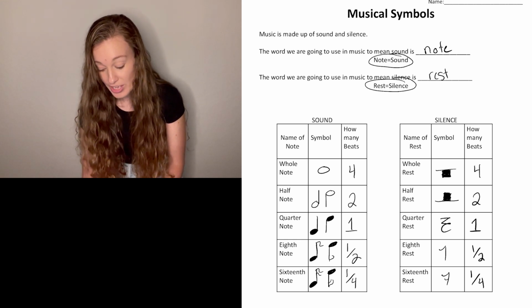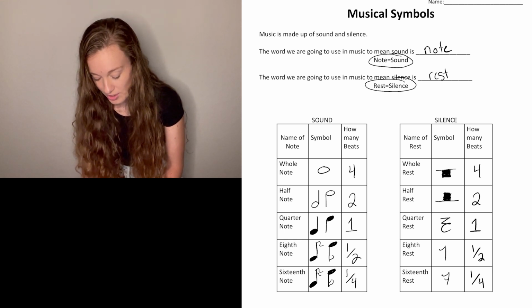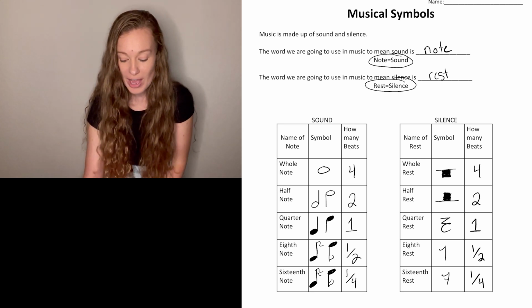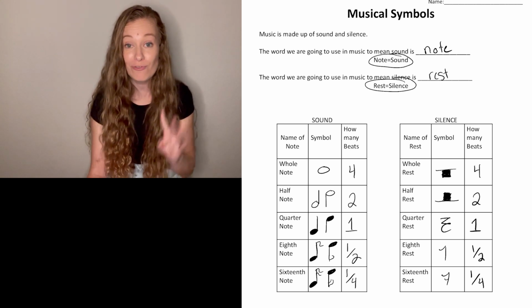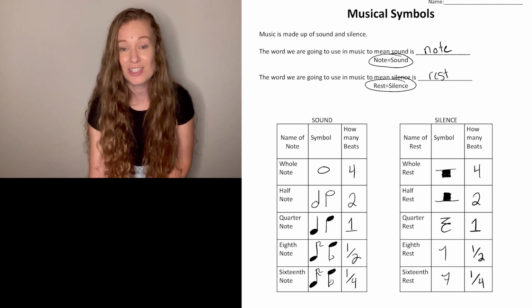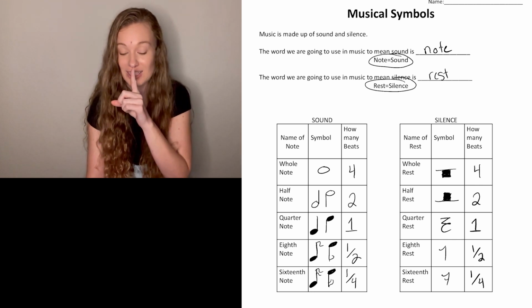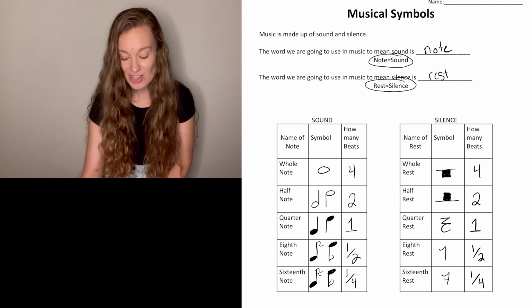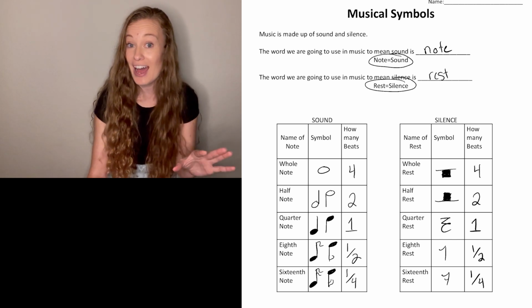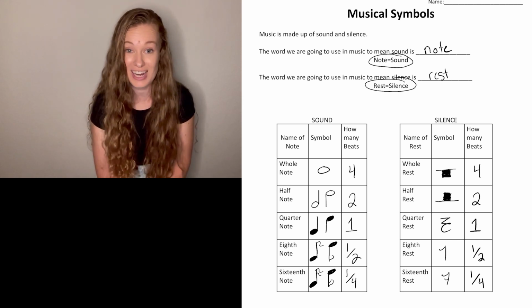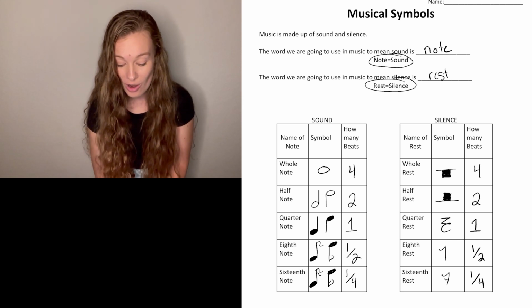So anytime you see any of these symbols on the staff, it's going to tell you to be silent. So again, if you have that whole rest, it's going to be 4 beats of silence. If you have the half rest, it's going to be 2 beats of silence. If you have the quarter rest, 1 beat of silence. And then you can see the 8th rest is only going to be a half a beat of silence. 16th rest is a 4th of a beat of silence. And that is all for our musical symbols.